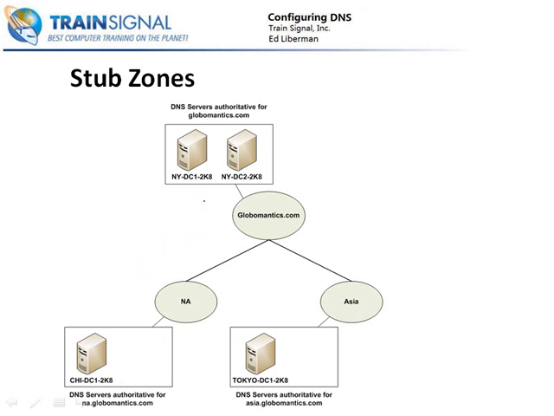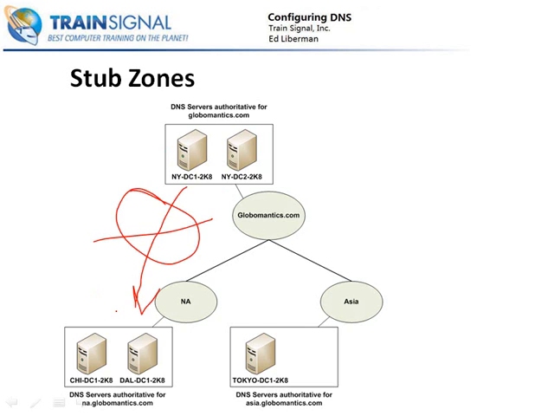When you use a stub zone, what you do is on New York DC1, for instance, we'll go ahead and create a stub zone which points to Chicago DC1 as being authoritative for NorthAmerica.globalmantics.com. Instead of just pointing a delegation, we're going to point a stub zone now. And by doing it as a stub zone, this zone is going to have just a couple of records pretty much telling it, hey, Chicago DC1 is authoritative for that namespace.